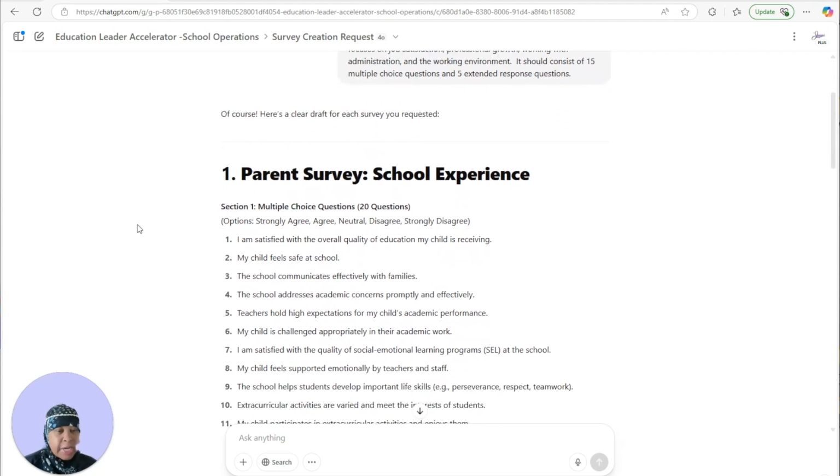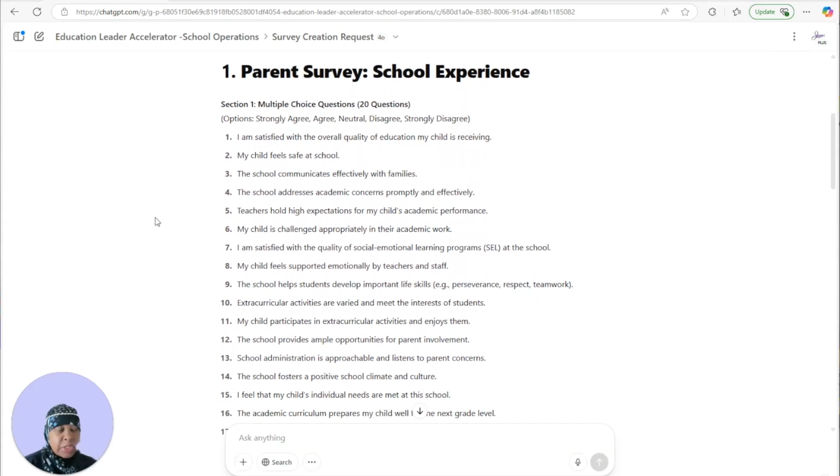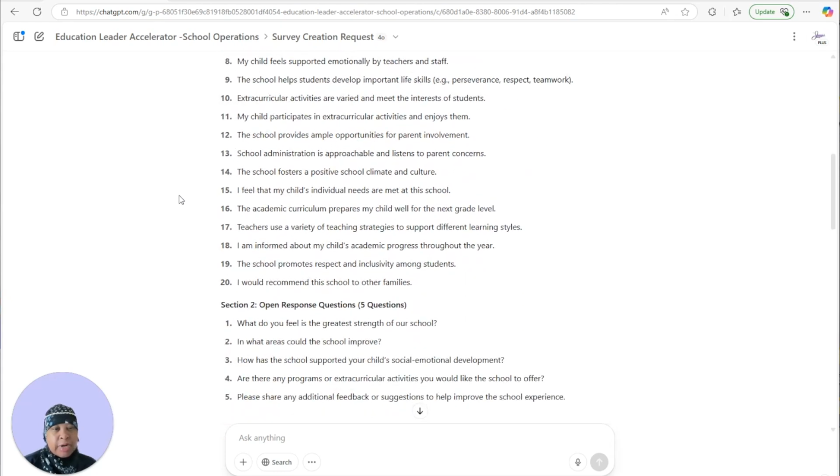So here is the parent survey. They have given me what I've asked, which is multiple choice questions, and the options are strongly agree, agree, or strongly agree. And here are your questions. They're satisfied with the school, the child feels safe at school, the school communicates effectively, the school is addressing academic concerns promptly, the teachers hold high expectations for the child's academic performance, the child is challenged appropriately, the child feels supported emotionally by teachers and staff.